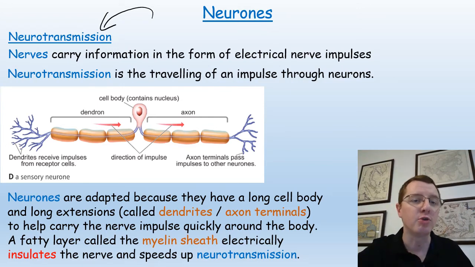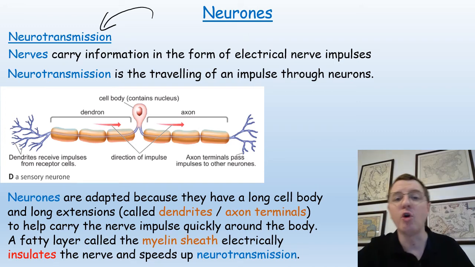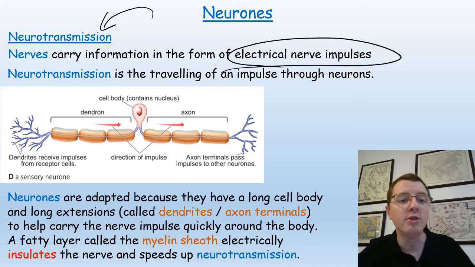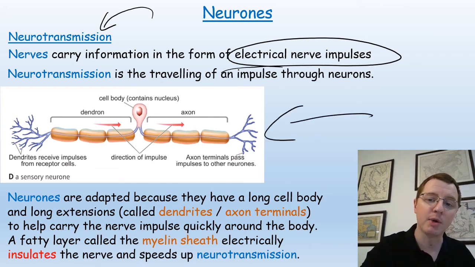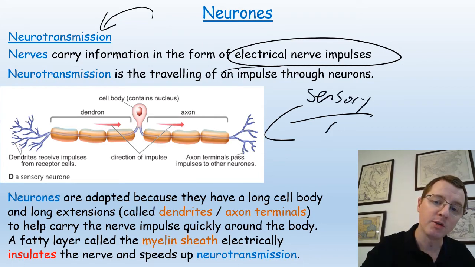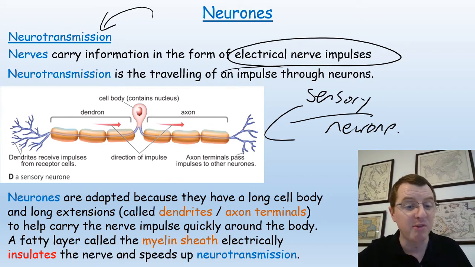So first we're going to have a quick look at this keyword, neurotransmission. Transmission means to transmit or to carry or send, and neuro means sending messages along nerves or neurons. So nerves carry information in the form of an electrical nerve impulse, and neurotransmission is the travelling of an impulse through neurons. In this particular case here we have a sensory neuron. But all neurons are adapted to make certain that this electrical nerve impulse can travel quickly, and they're adapted by having long cell bodies and long extensions which are called dendrites or axon terminals, and they're incredibly long, very thin as well, and they help to carry the nerve impulse quickly around the body.